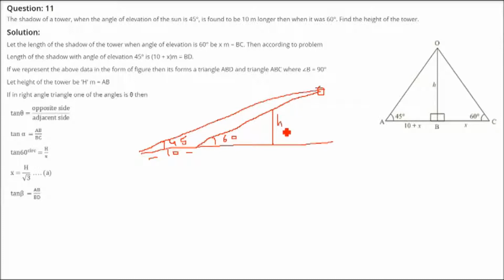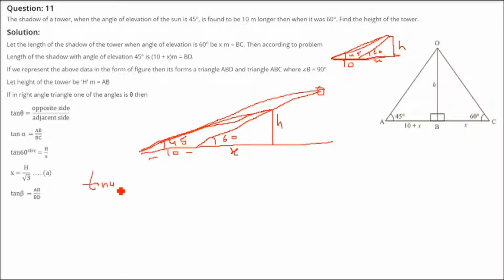So let it be h. If this is 10, we can take this as x. Okay, so we have a triangle like this. This is 45 degrees, this is 60 degrees. This is 10 and this is x and this is h. So I am taking first the bigger triangle. Why? Because tan 45 is 1.